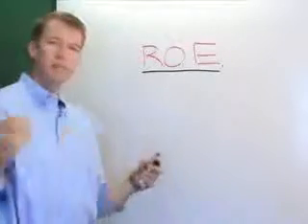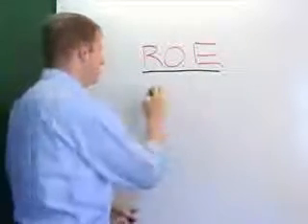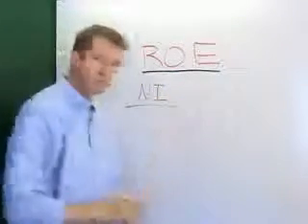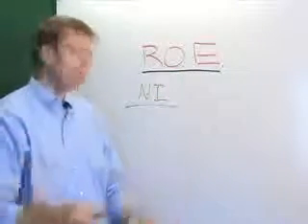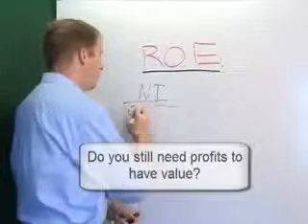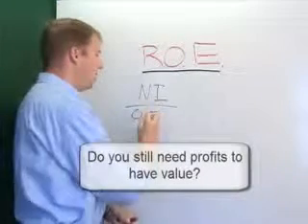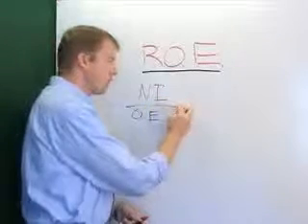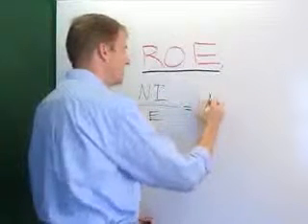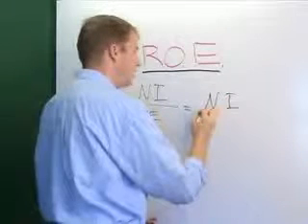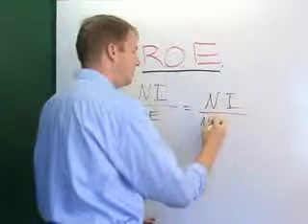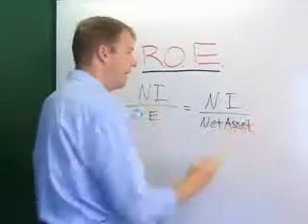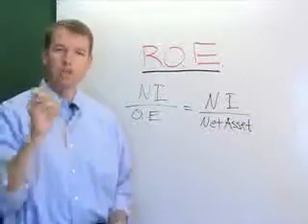One way to look at what ROE is: it is specifically defined as net income. So what did you make? What were your profits over owner's equity? That equals ROE. Now, you could also look at that as net income, so what did you make, over net assets. That means it's your assets minus your liabilities.